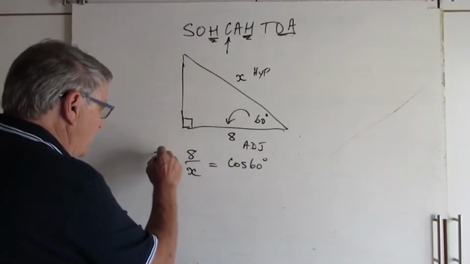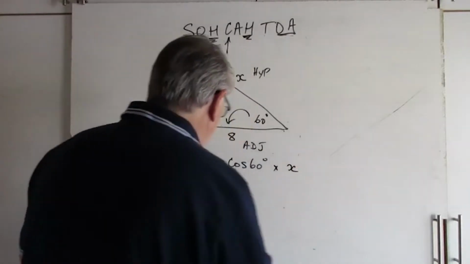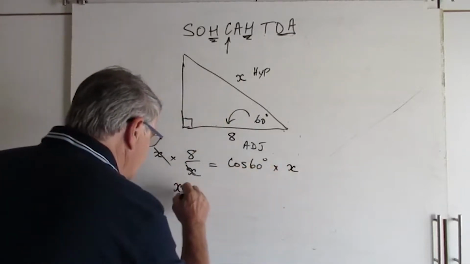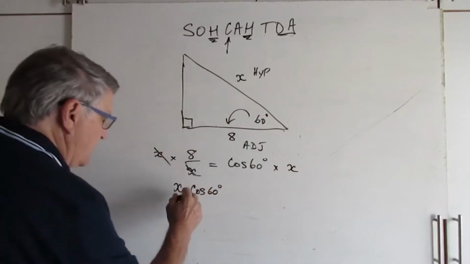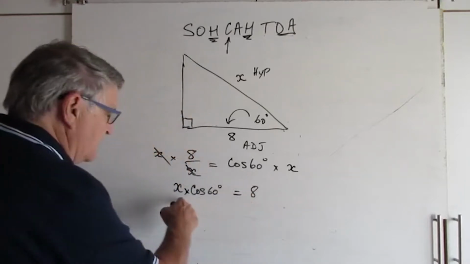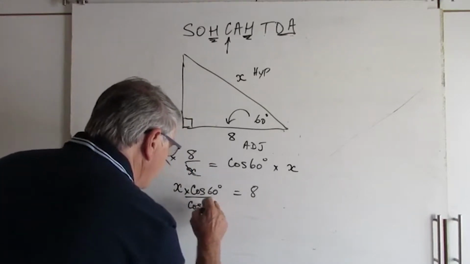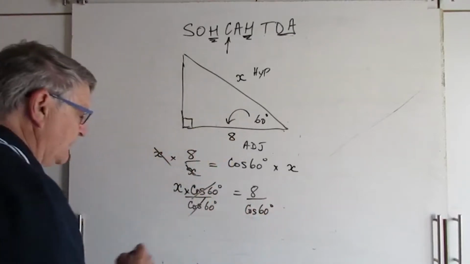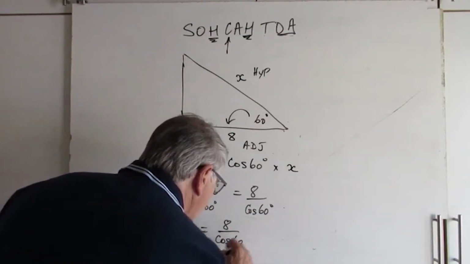What we do is we multiply both sides by x to get x off this denominator, so this disappears. So x times cos 60, x times cos 60, and I don't have to write the multiplication sign. X times cos 60 is equal to 8. Now we divide both sides by cos 60 to get rid of it. So that disappears. So x is equal to 8 divided by cos 60.